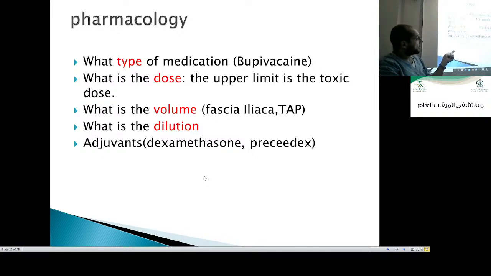And lastly, the dilution. The dilution can determine whether I will make analgesia or anesthesia, whether I will block the sensation and the pain or the pain alone. And some drugs we give as adjuvants that will prolong or change the pharmacodynamics and kinetics of the drug, like dexamethasone and dexmedetomidine.